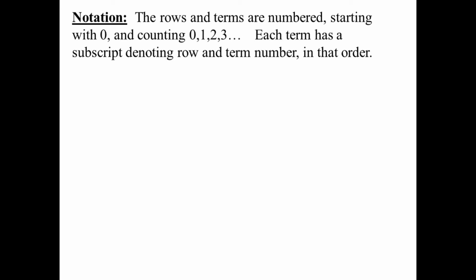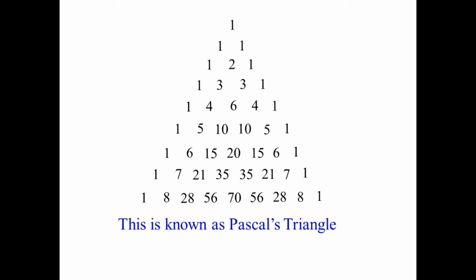Notation. The rows and the terms are numbered, starting with 0 and counting 0, 1, 2, 3. So in other words, this is the 0th row. This is the first row. This is the second row. This is the third row. So the rows are numbered starting with the 0th, then the first, then the second, then the third. This is the 0th term, the first term, the second term, the third term, the fourth term.